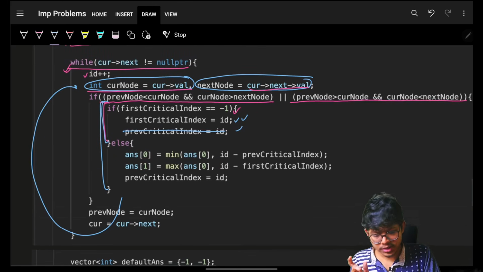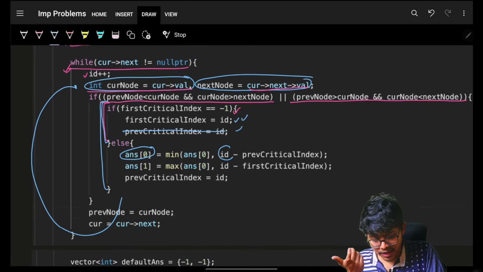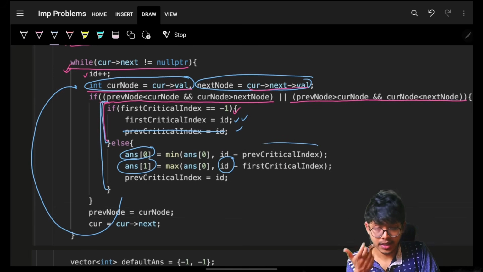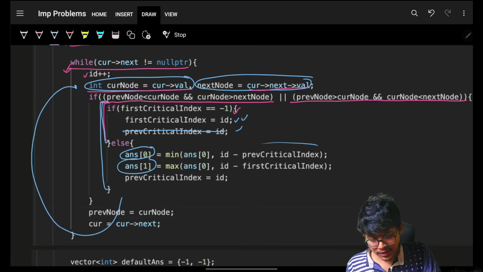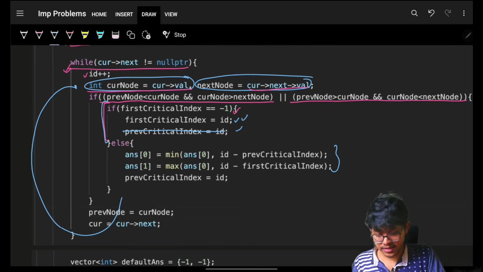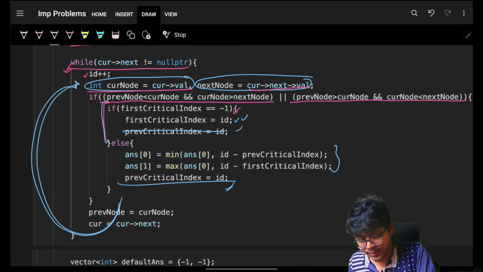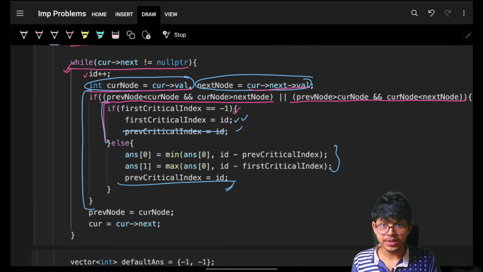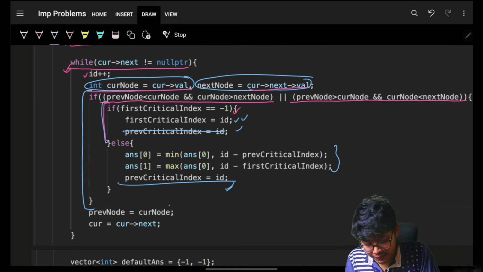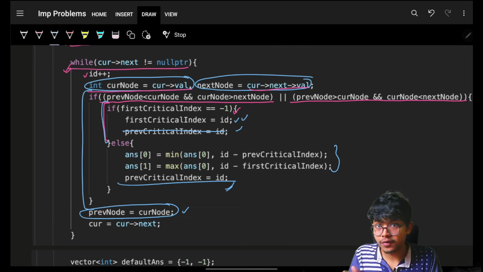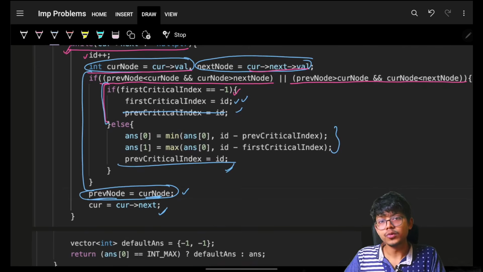So in this case, what I did was I minimized my distance by saying current index, or I should say current critical point, minus my previous critical point or index, and maximizing my answer by the current index minus the first critical point. Thus, I will be having my minimum and maximum distance. Now simply make sure to assign your previous critical point as the current index, so that next time it helps you. Now ultimately, when this if is done, even if this if is not executed, you still have to go on to the next node, for which the previous node should be equal to the current node, and then ultimately move to your next node.